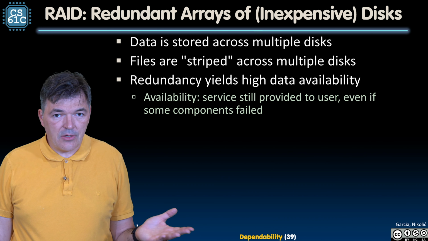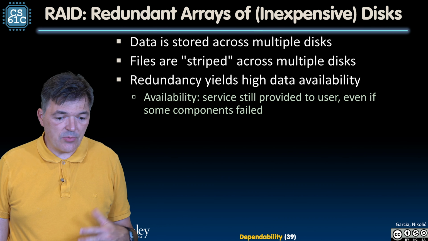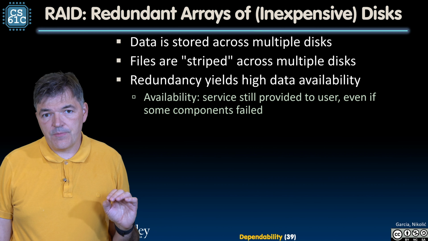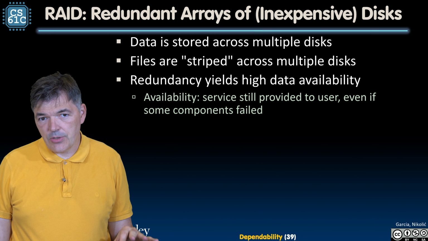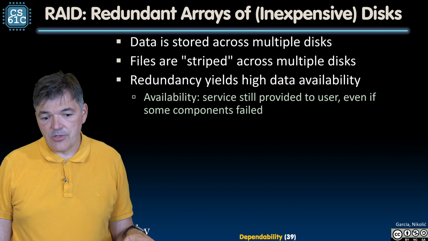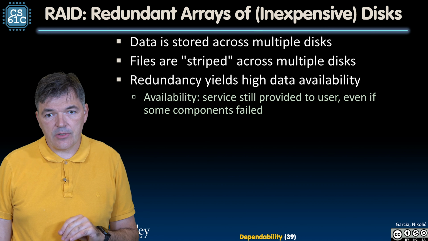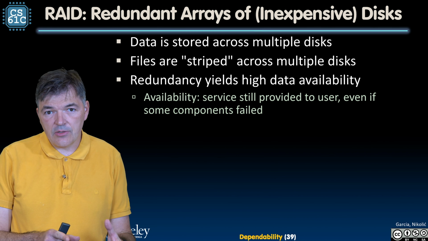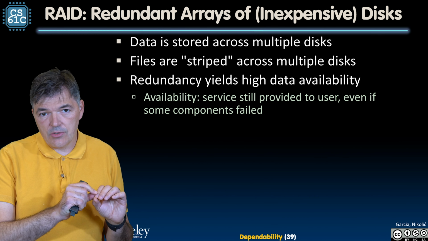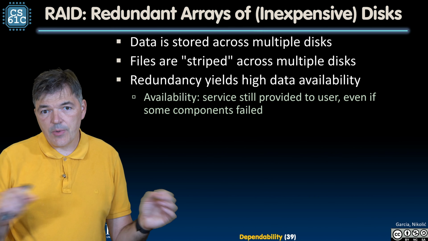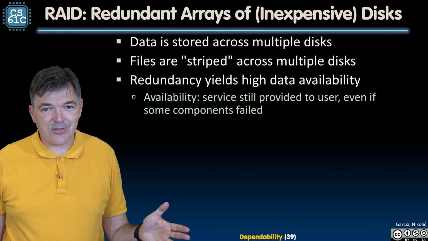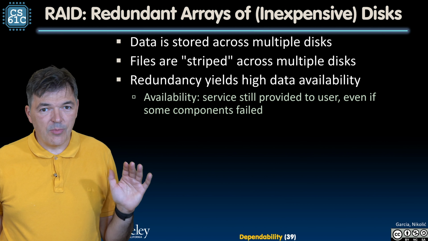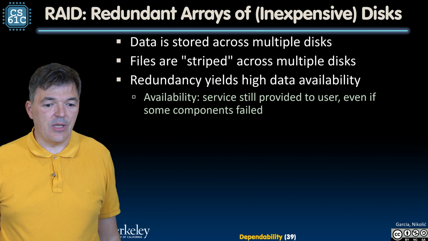So our data then will not be stored in just one disk, it'll be stored across multiple disks. One of the concepts that are typically used in storage arrays is that the files are striped across multiple disks. What does that mean? If you have a big file, instead of writing everything to one disk, we are going to break it up into chunks and write it as a stripe across multiple disks. Remember, disks are slow. So if we can just write pieces of files to multiple disks in parallel, we can speed up our operation.